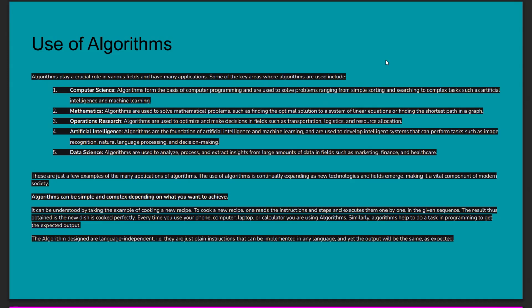Next one, mathematics. How is this algorithm used in mathematics? Suppose there are a lot of problems in mathematics. We can solve easy problems, but we cannot solve complex problems easily. So if you want to solve complex problems in mathematics easily, we use these algorithms, for example finding the optimal solution to a system of linear equations or finding the shortest path in a graph.